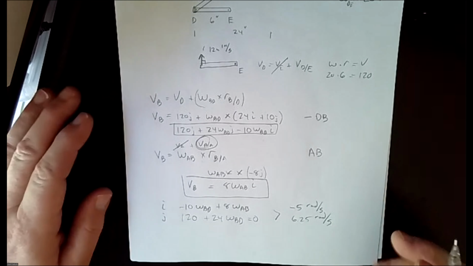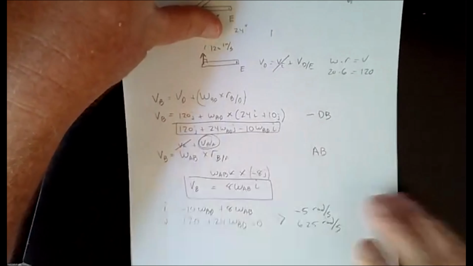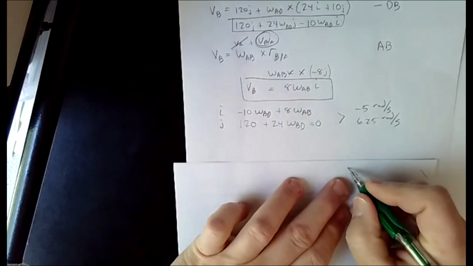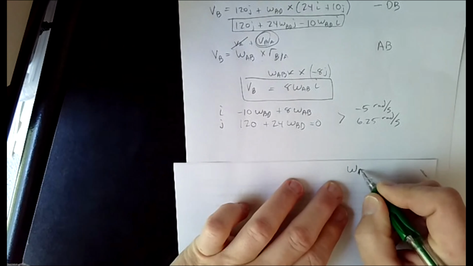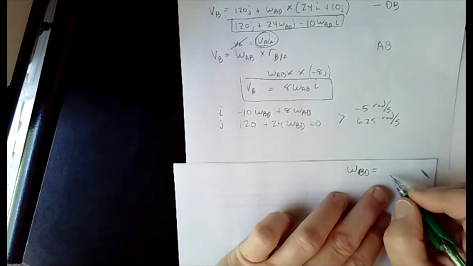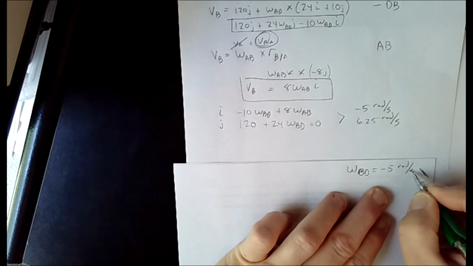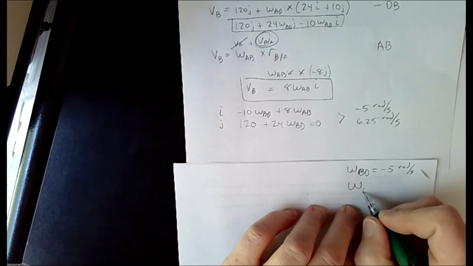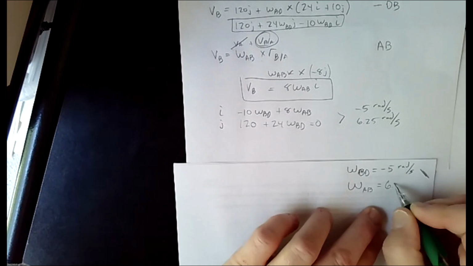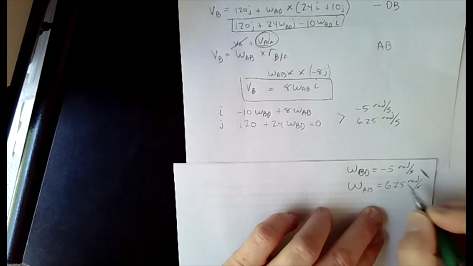All right, so now we want to look at acceleration, because that's what we're looking for. Let's write a note: omega BD is equal to negative 5 radians per second, and omega AB is 6.25 radians per second. Those are their values relative to clockwise or counterclockwise. All right, so now what's next?